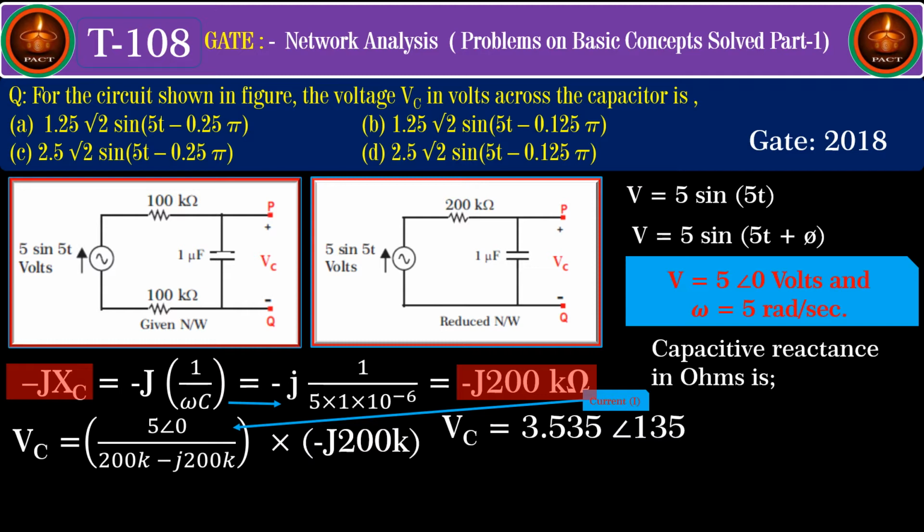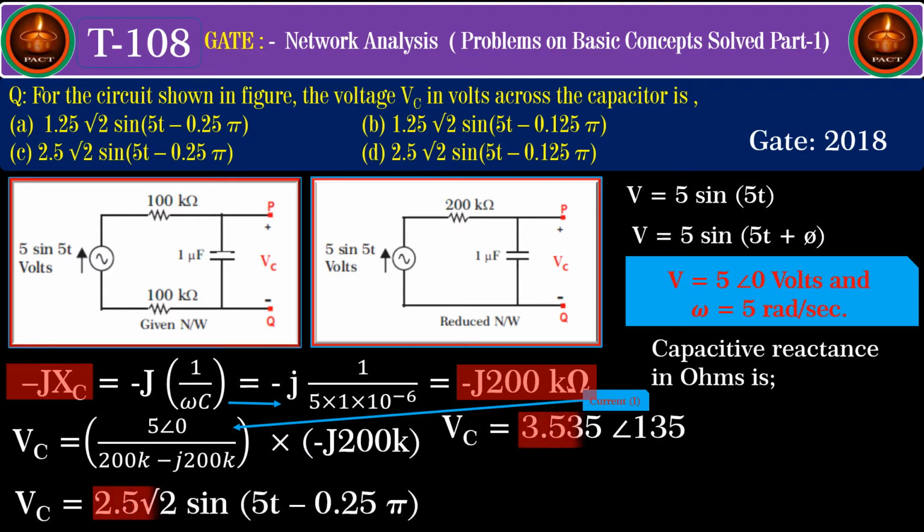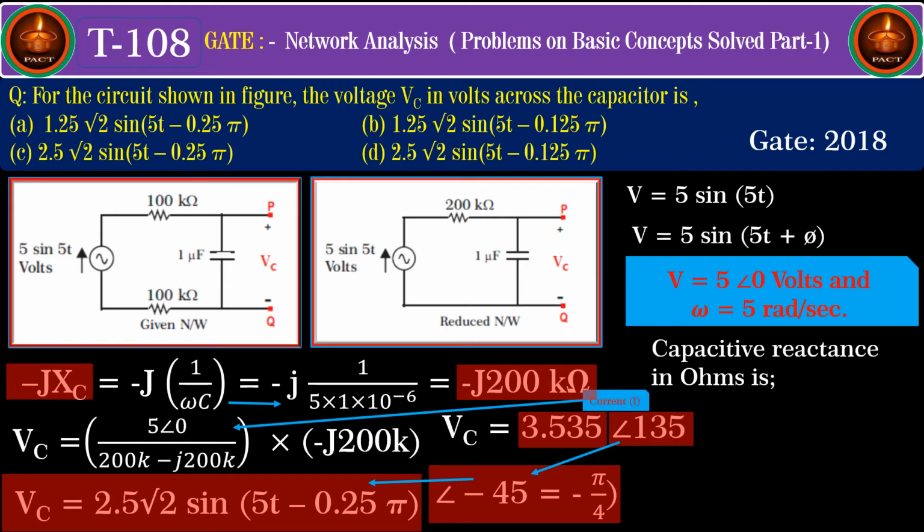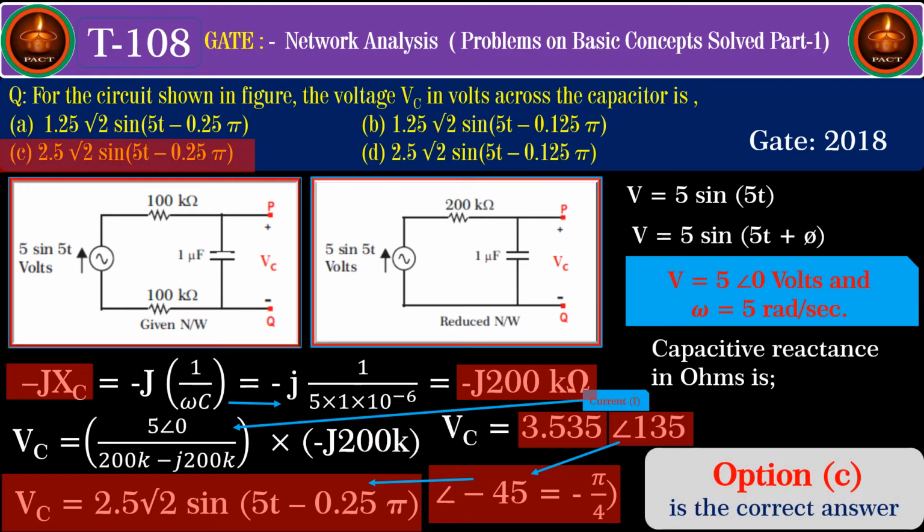But the answer that we have obtained is to be brought into the form of the given options. So we see that 3.535 is 2.5 into root 2 and angle 135 is equal to minus 45, and that is equal to minus pi by 4, and 1 upon 4 is 0.25. Hence we get Vc is equal to 2.5 root 2 sin(5t minus 0.25 pi), and hence option C is the correct answer. Very simple, isn't it?